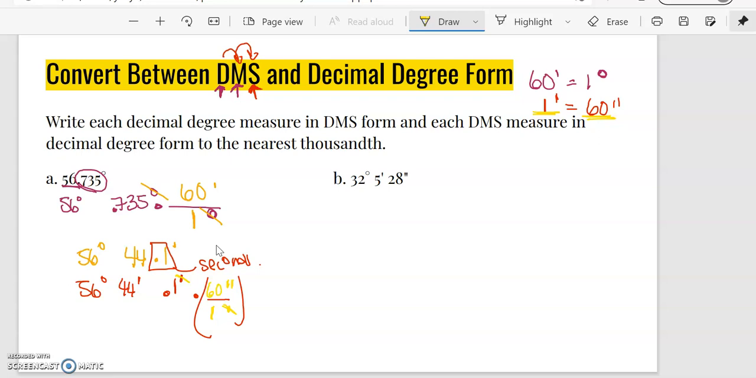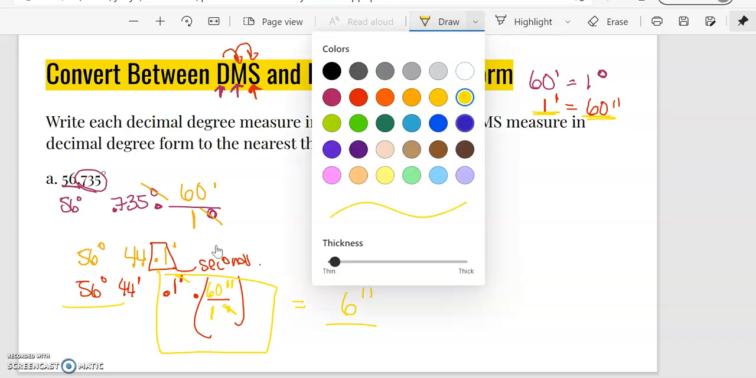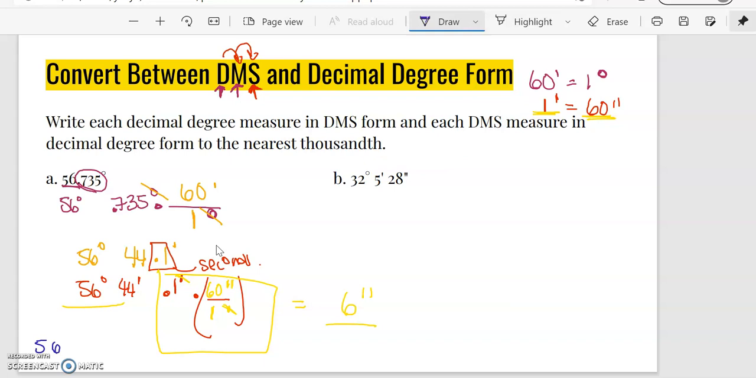And this part right here is going to end up giving me 6 seconds. So my final answer, I'm going to piece these 3 guys together, and my final answer is going to say 56 degrees, 44 minutes, and 6 seconds. And so I turned a degree decimal form to a degree minute second form.